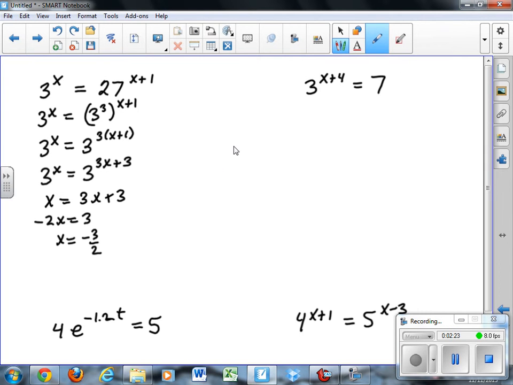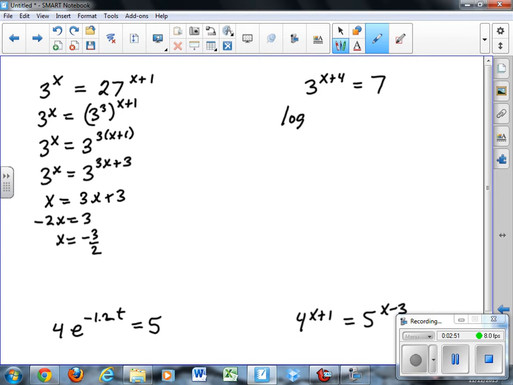Okay, let's look at the next equation. Now, I can't write 7 as a power of 3, so I cannot use the method that I used here. This only works if the two bases can be written as a power of the same number. So here I have 3 to the x plus 4 equals 7. I can do one of two things. I can take the log of both sides, or I can write it in log form and solve. I'll show both ways.